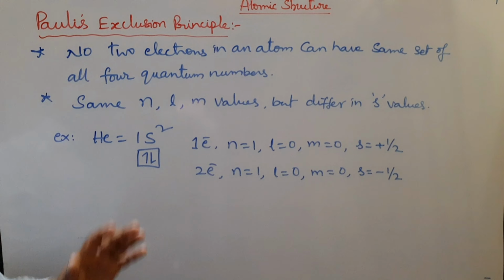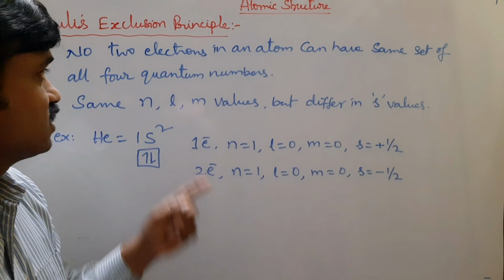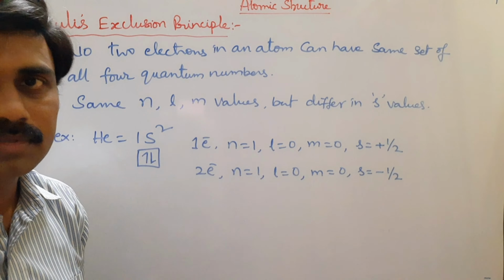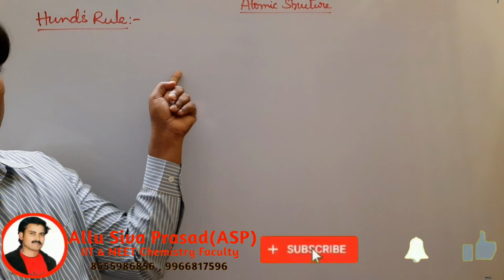So this concept is explained by Pauli. Once again the statement: no two electrons in an atom can have the same set of all four quantum number values. Look at the next concept, Hund's rule.